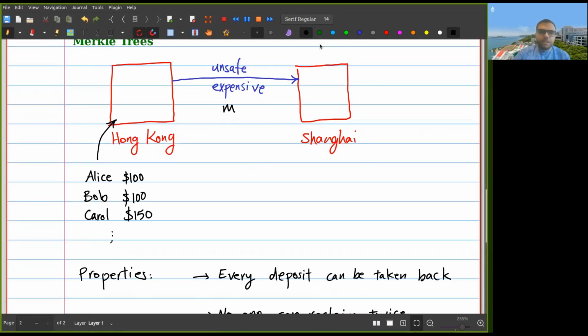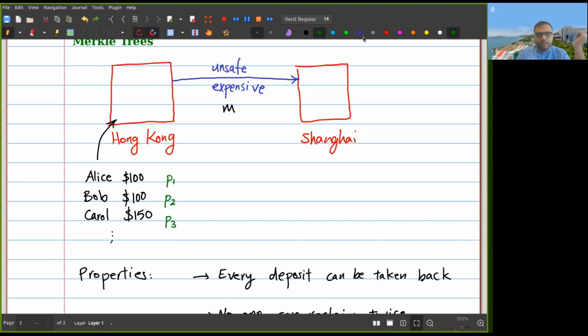But additionally, we said that whenever someone makes a deposit, we give them a proof of deposit. So when Alice makes a deposit of, let's say, $100, the Hong Kong branch will give her some proof. Let's call it P1. When Bob makes a deposit, the Hong Kong branch will give him a proof P2, P3, and so on. And these proofs, they don't have to be generated immediately. So you can just wait for all the deposits to happen. You can imagine that everyone deposits in the morning, and then you give everyone the proofs in the afternoon.